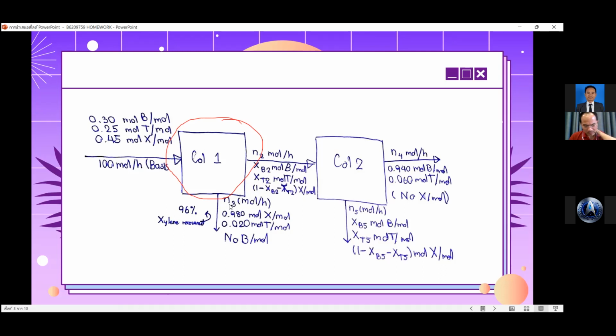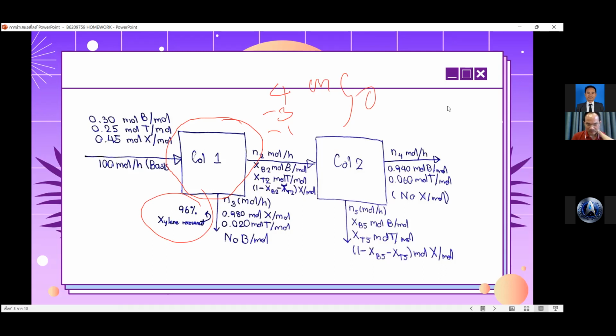N2, XB2, XC2, and N3, that's right? Yeah. You have 4 unknowns and 3 balance equations and 1 piece of information, which is 36. You get 0 degrees of freedom. And also you can solve for column 1.